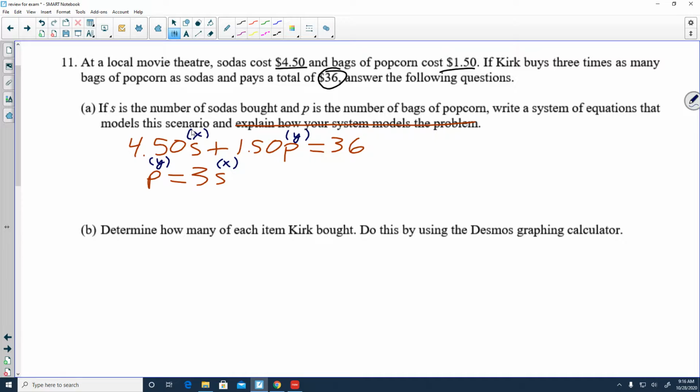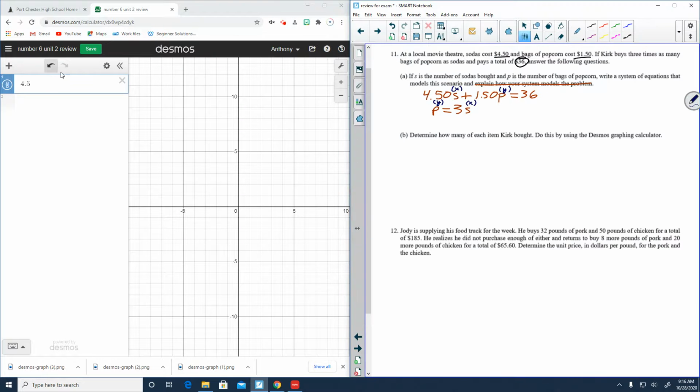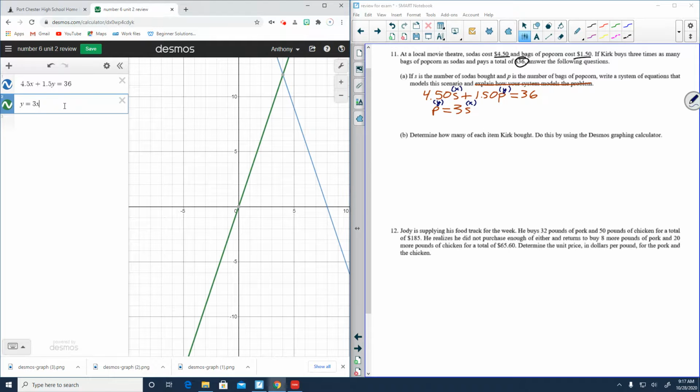Okay, so in Desmos, we're going to plug in 4.5x instead of S, because if we type in S, we're going to have an issue. So 4.5x plus 1.5y equals 36. And then in the second one, we're going to write y equals 3x. And now they intercept at the point (4, 12). Now, what does this mean?